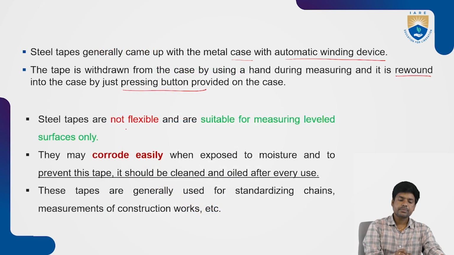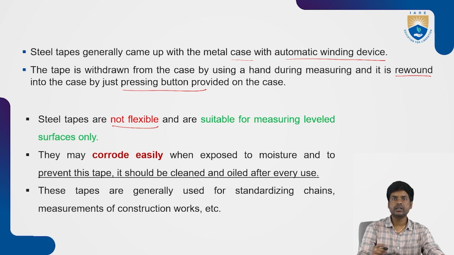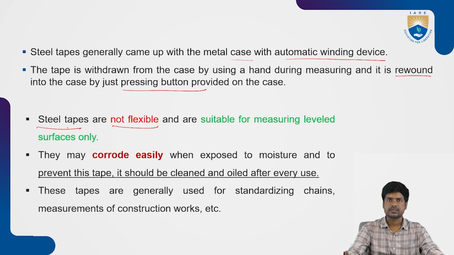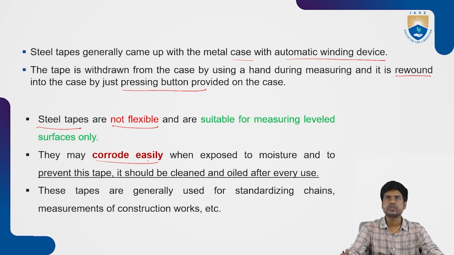And steel tapes are not flexible, and we cannot use these tapes on undulated surfaces. We can use these types of tapes only on leveled surfaces. Wherever the surface is very flat, there you can use these tapes for measuring distances, and they may corrode easily when exposed to moisture.